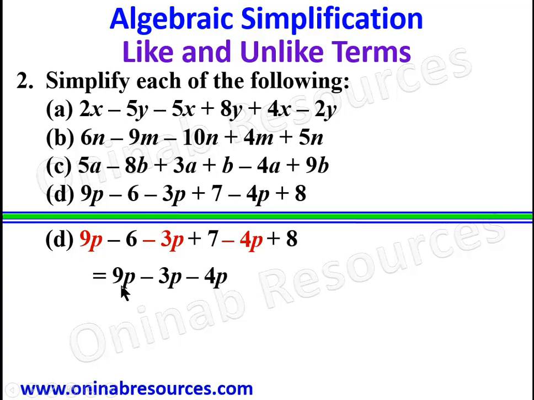This is the only positive term there. Then the constant term, I have 7 plus 8 minus 6. 9p minus 3p will give us 6p, minus 4p will give us 2p. 7 plus 8 gives 15. 15 minus 6 gives 9. So I have it as 2p plus 9. And that is the final answer to problem 2d, and also the end of solution to problem 2.